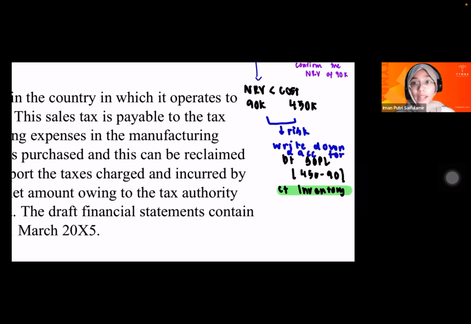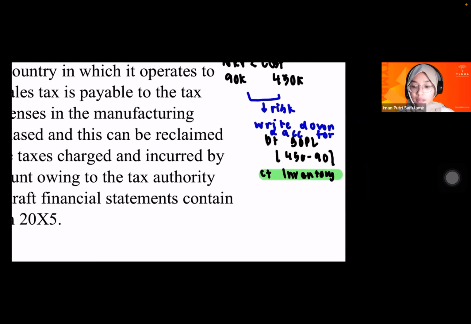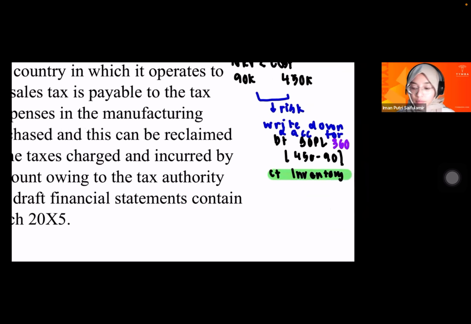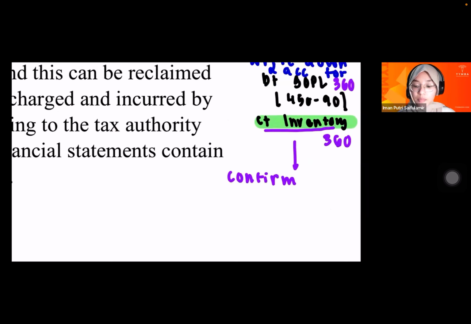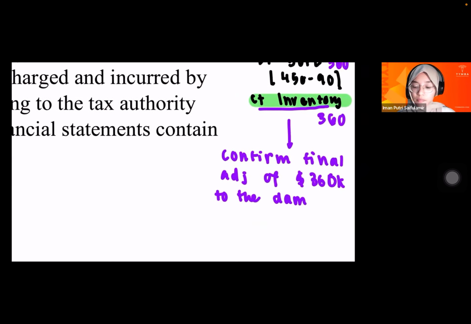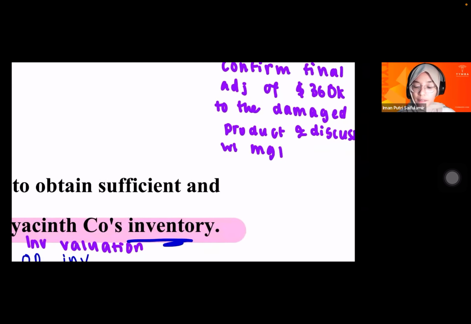So what can we review in this case? Mimi said 360K. This is 360K, credit inventory 360. Right now we are talking about the inventory valuation, so we want to confirm the final adjustment of 360K to the damaged product and discuss with management if the adjustment has been made.